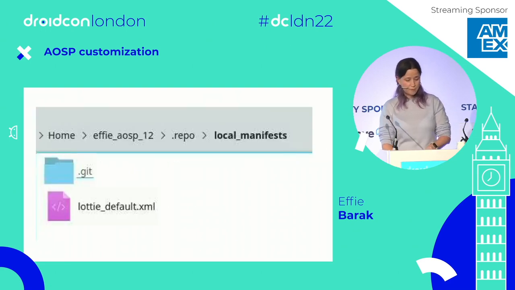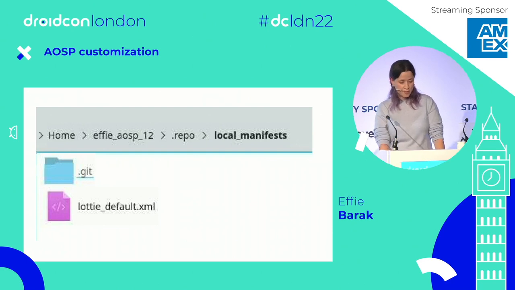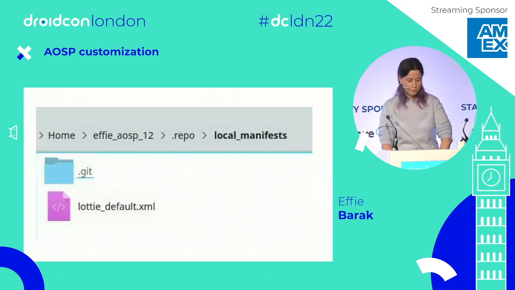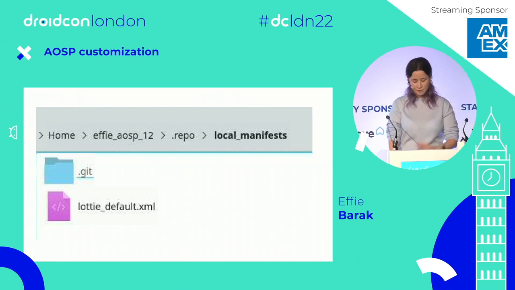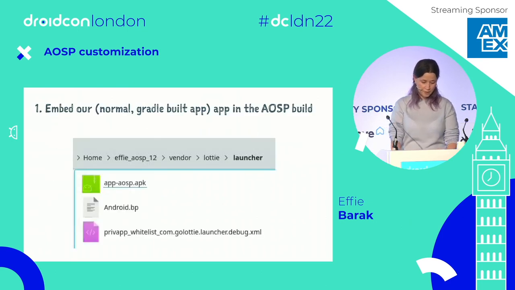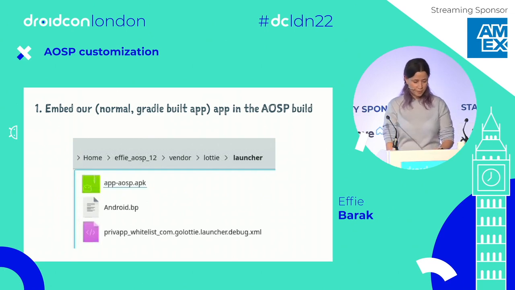And now when we put this into the right folders, into the repo folder, next time we do repo sync, we'll get our own repo also into the AOSP codebase. This folder will be created, and these files will be added to it.